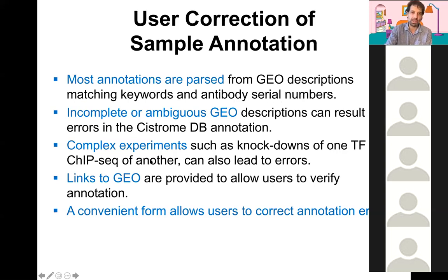And in addition, you can also imagine complex experiments. For example, someone might knock down one transcription factor and do the ChIP-seq of another. It can be hard for a parser to know which is the transcription factor being chipped and which is the one being knocked down. And there are lots of possibilities to make it look very complicated. And so for this reason, we provide links to GEO so that you can check exactly what the sample you're looking at is. And we also provide a form where users can give feedback to correct annotation if they do find an error.